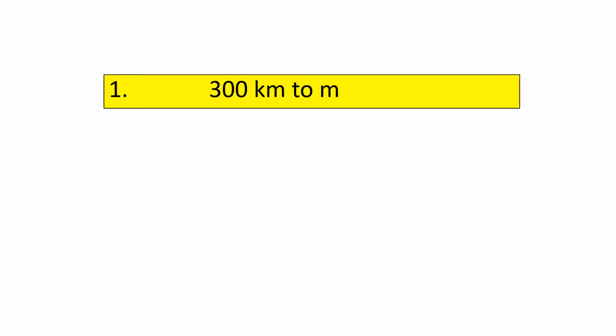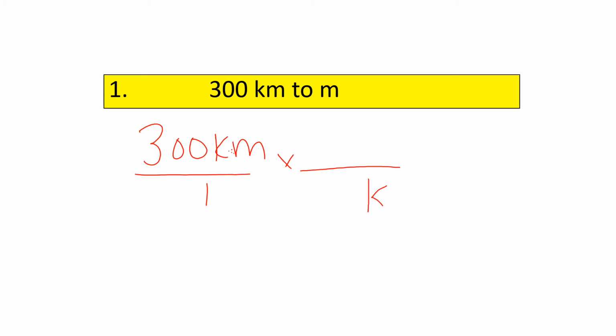These, again, are metric to metric conversions. I know you can do them using that shortcut, but we're going to do them using dimensional analysis. So we have 300 kilometers. Step 1 is to put it as a fraction. Step 2 is to write your conversion factor. Your conversion factor is this little fraction. The unit I'm trying to get rid of, which is the kilometer, is going to go down here.